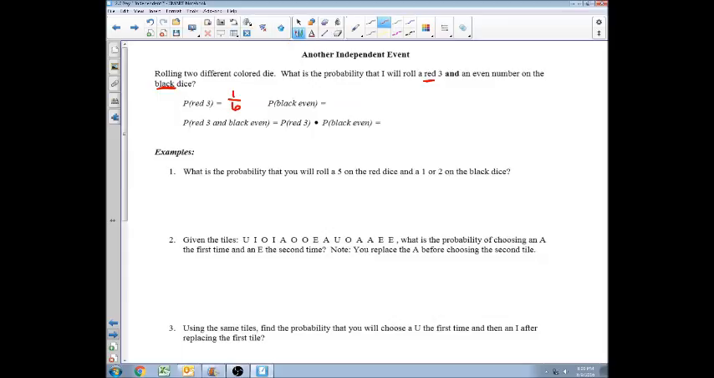What is the probability that I would roll an even number on the black die? Well, how many sides are even numbers? 2, 4, and 6, so there's 3 even numbers on a dice, and there are 6 total sides, so that would be 1/2. So what is the probability that I would roll a 3 on the red die and an even on the black die? It would be 1 out of 6 times 1/2. Remember, when we multiply fractions, we multiply straight across, so 1 times 1 is 1.